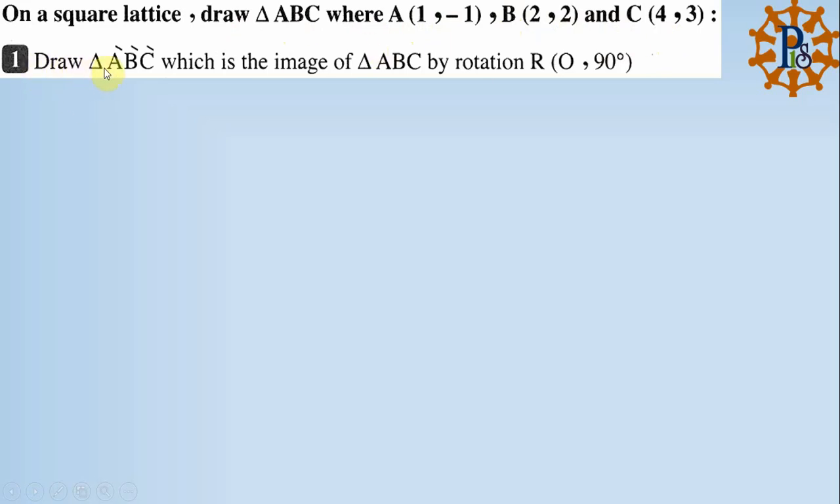We want to draw triangle A dash, B dash, C dash. It means the image of this triangle. So we have to draw two triangles: triangle ABC and triangle A'B'C', which is the image of triangle ABC by rotation. Here he gave me the rotation: R means rotation, O means the triangle will rotate around the origin with angle 90.